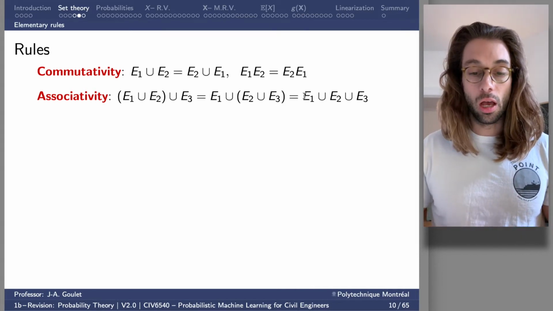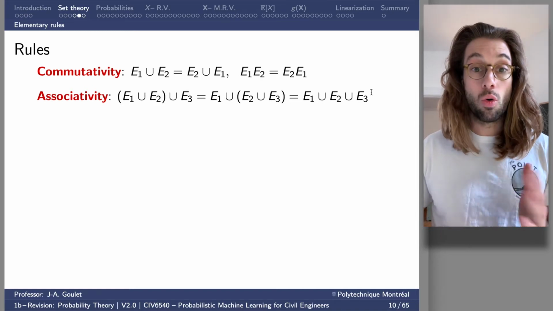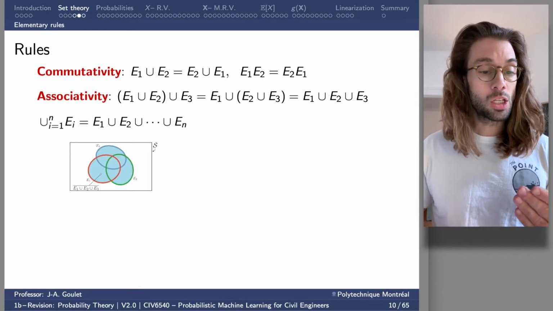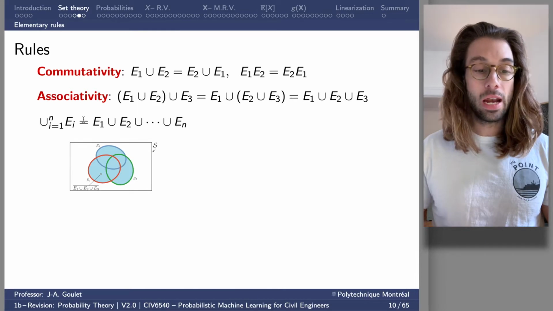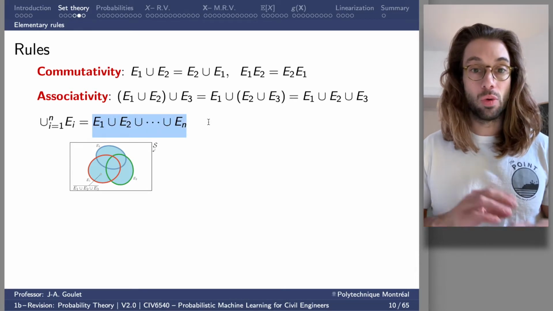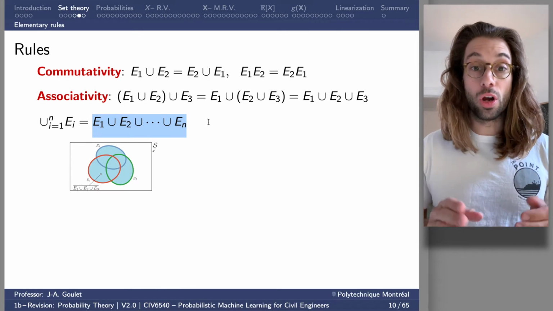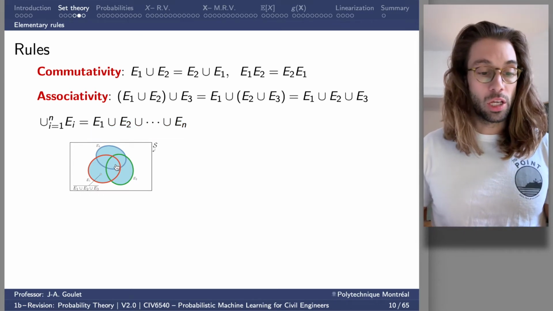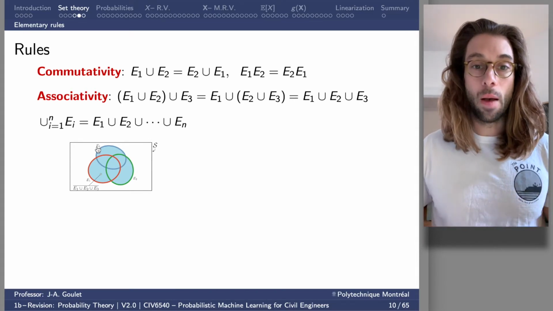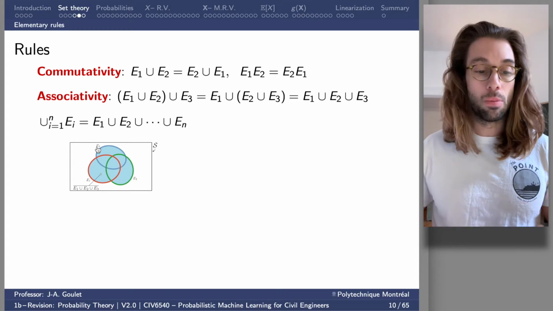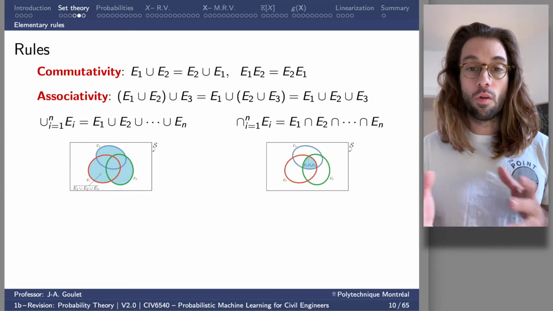So the union of E1, E2, E3 has no order of preference. In a general way, we can represent the union of the events Ei, from i equal 1 to n, without a specific order in which we do these unions. For our three events E1, E2, and E3, the union is the blue shaded area where any of the three happen, one at a time, two at a time, or all three.